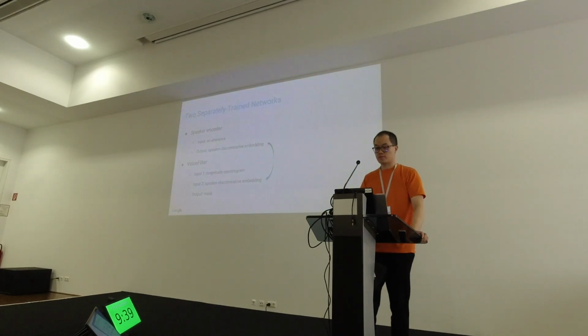We basically have 2 models, and they are separately trained with different data sets. The speaker encoder model takes an utterance as input and outputs a speaker discriminative embedding. The VoiceFilter model takes both a noisy spectrogram and the embedding as input, and outputs a mask.